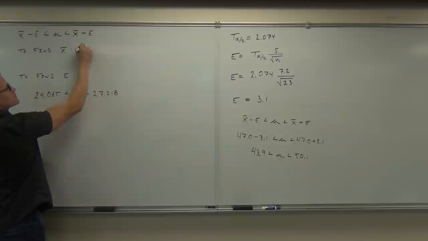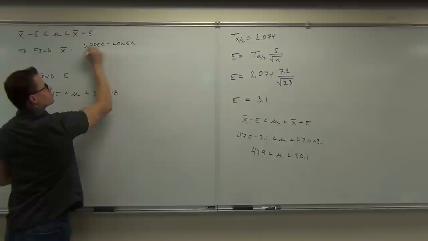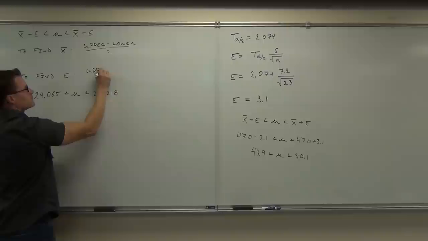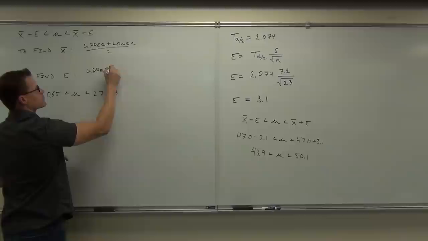So you take the upper plus the lower, divide by 2. To find e, you take the upper, I'm sorry, I messed that up. Upper plus lower for x bar. I think I said plus, I wrote minus. For e, upper minus the lower, and divide by 2.